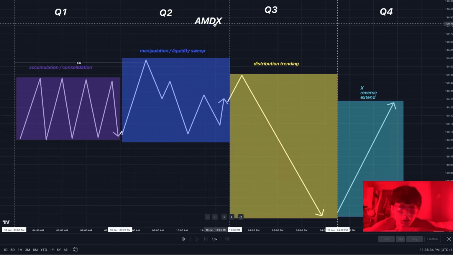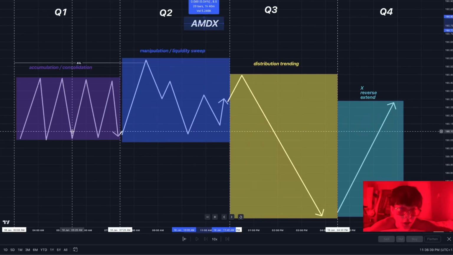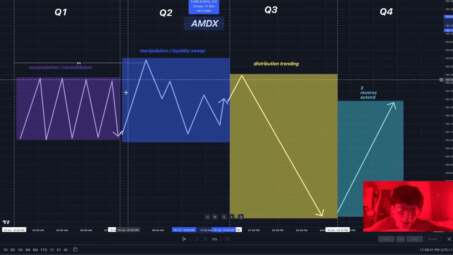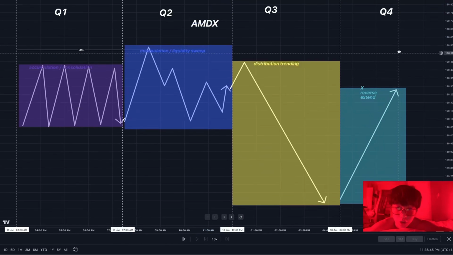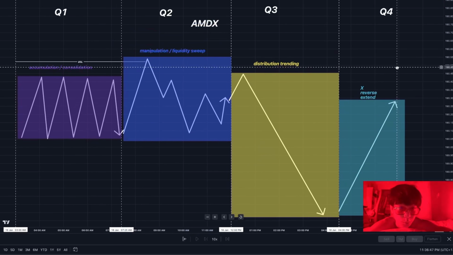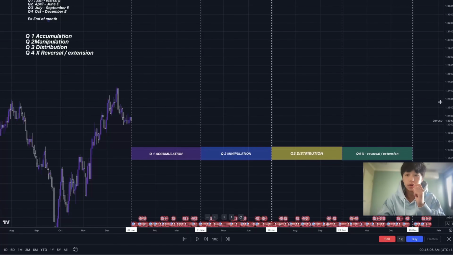So yeah, when you're looking at quarterly theory, you want to look at the cycle of AMDX: accumulation, manipulation of a high or a low, distribution, and then X being a reversal or extension. So yeah, pretty simple. Let's have a look at the charts on real-time examples.